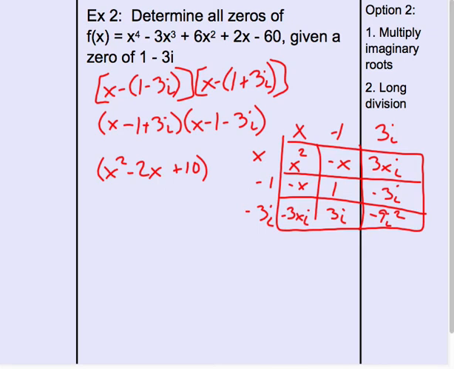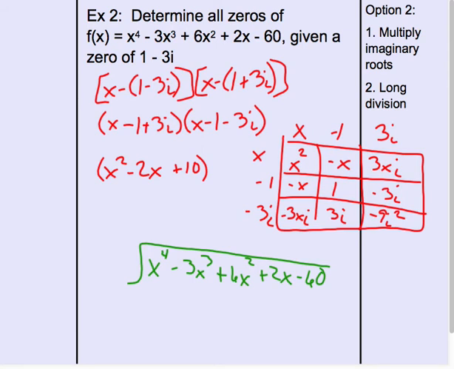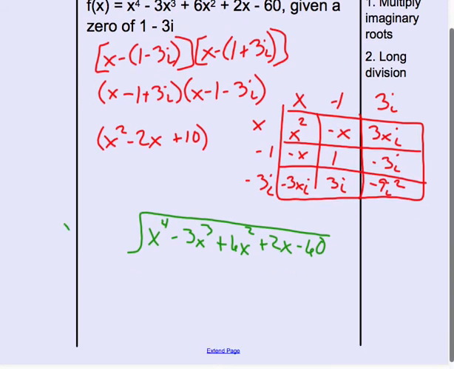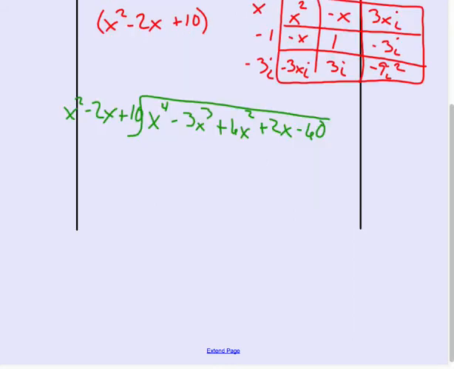So again, we're going to set this up using long division to finish factoring, and put the x squared minus 2x plus 10 outside. So again, I'm showing you two different methods, so you can choose the one that you prefer. x squared times x squared gives us the x to the fourth, distributing that to all of the pieces.